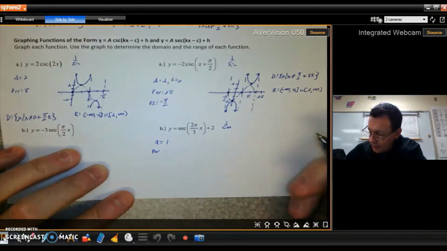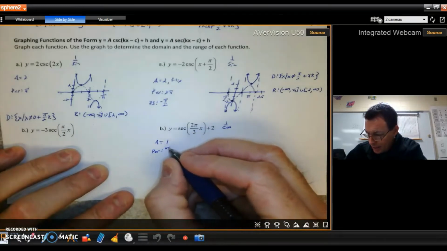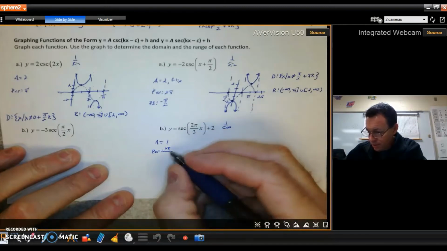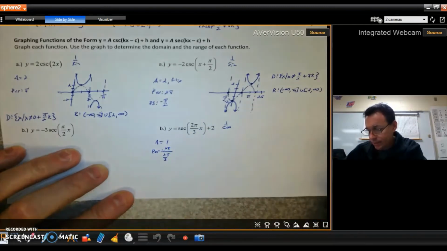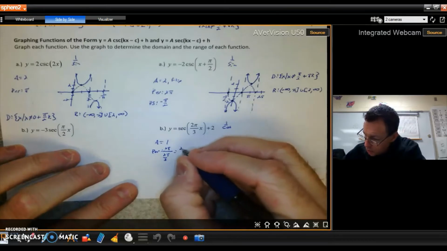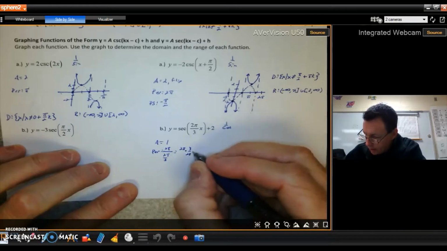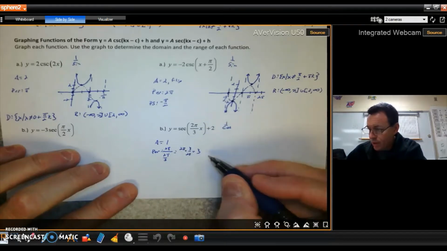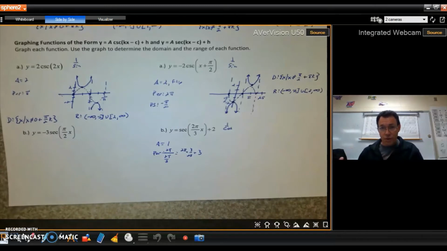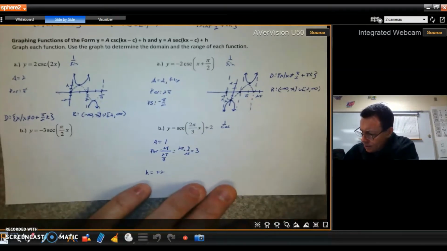The period is going to be 2 pi over 2 pi over 3. Dividing by a fraction is the same as multiplying by that fraction's reciprocal. So this would be 2 pi times 3 over 2 pi. So the 2 pi's will cancel and we'll get a 3. So that's what our period is. It's 3. There's no phase shift. There is a vertical shift, though. Plus 2.